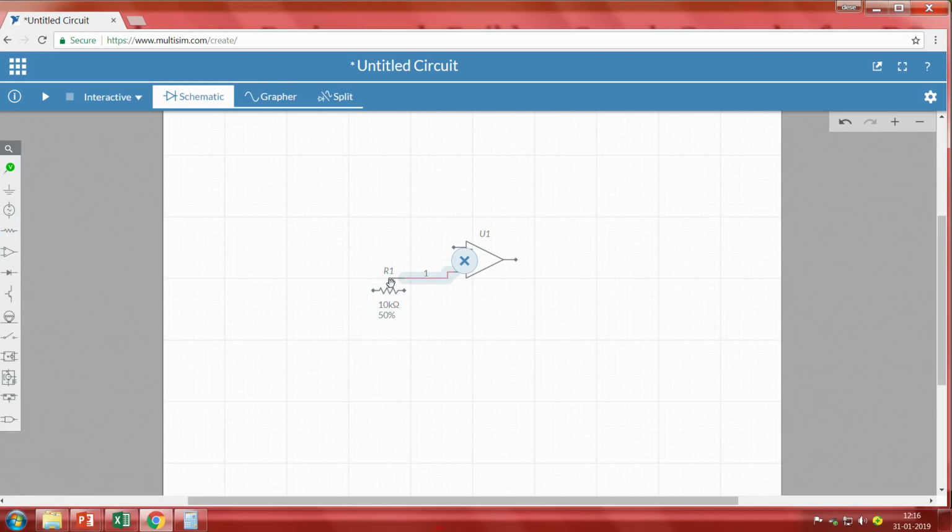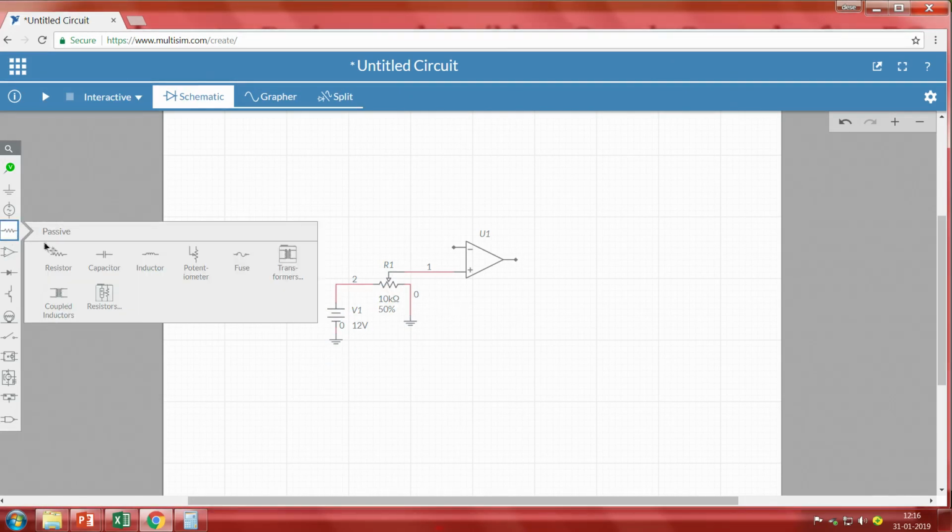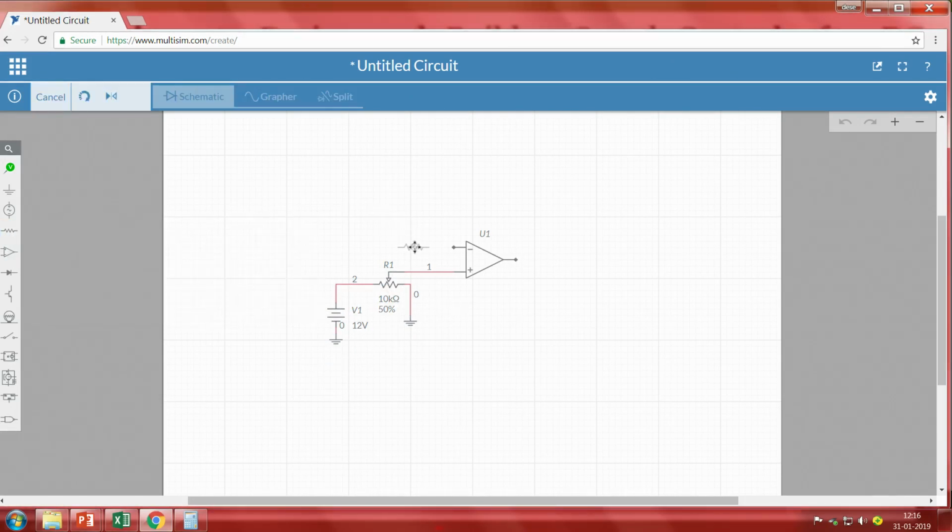I will connect the wiper of the potentiometer to this terminal, and the supply that we are using is 15 volts. So, I will take a voltage source of 15, connect it at this point, whereas the other terminal should always be grounded, right. Then the input resistance we have designed is 8.2 K.